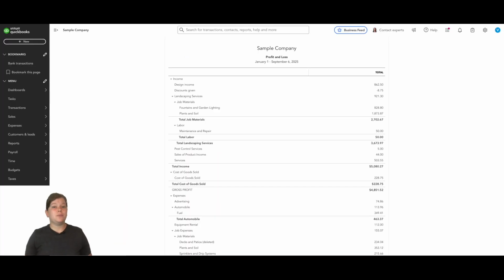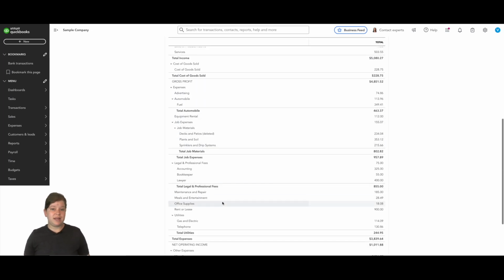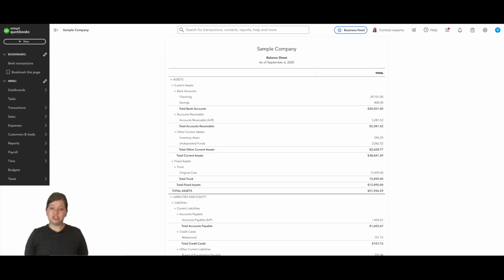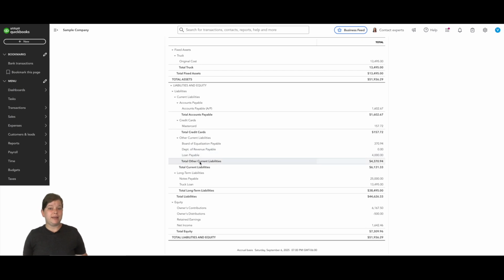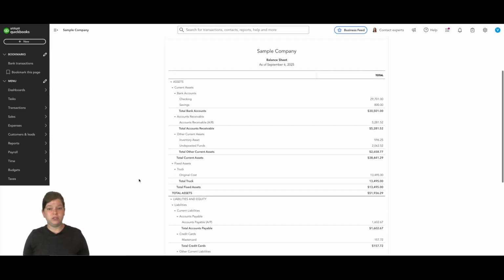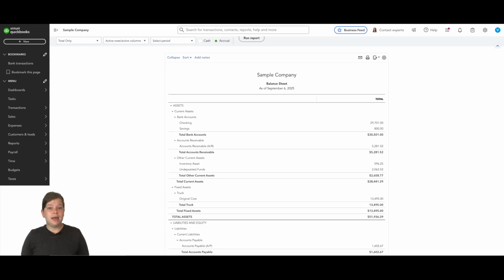So let's start here with the profit and loss report. On the P&L here, you'll see things like sales income, office supplies, rent, etc. Now here on the balance sheet, you'll see things like your bank accounts, your credit cards, loans, and equity accounts like your owner's distributions account. Each of these lines on both of these reports that we just looked at is an account, and all those accounts live inside your chart of accounts.